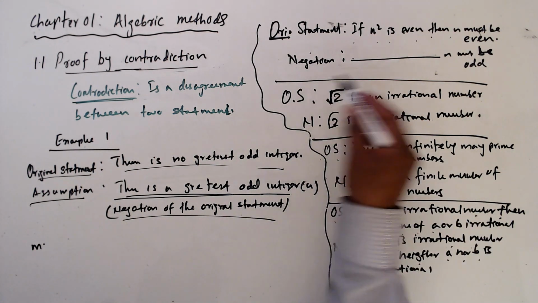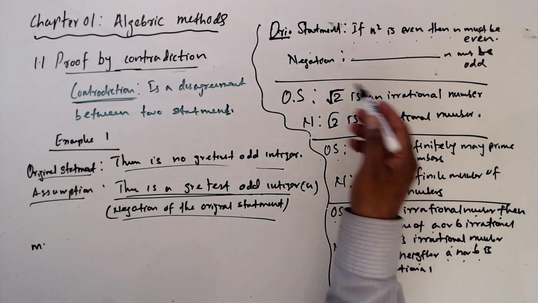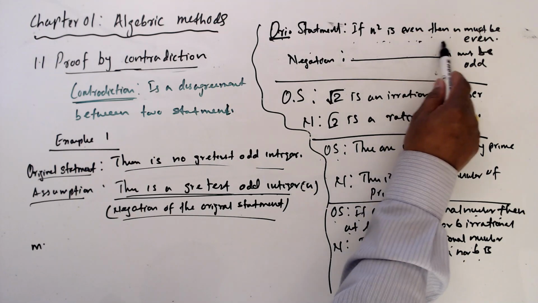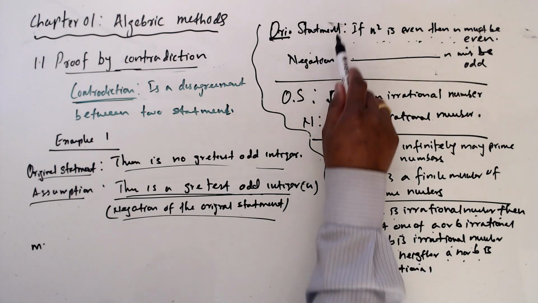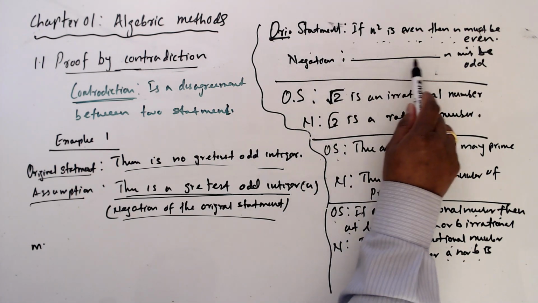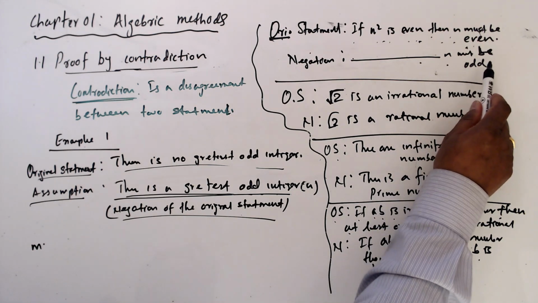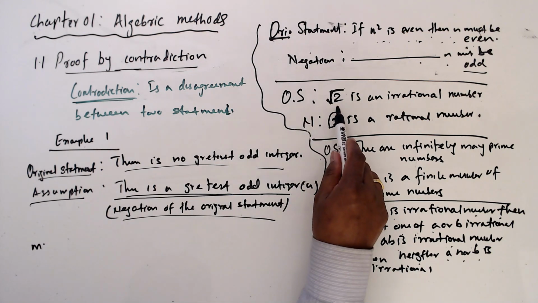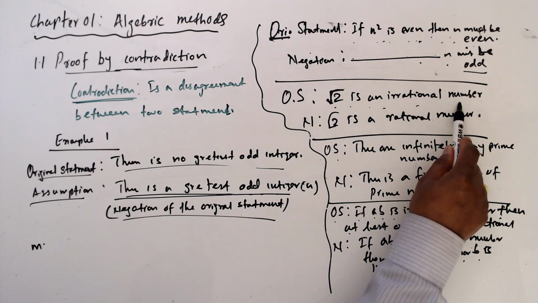So we'll read again one more time to get the sense of this one. If n is even, then n must be even. So that is the statement. Negation is: if n is even, then n must be not even. Not even means odd.